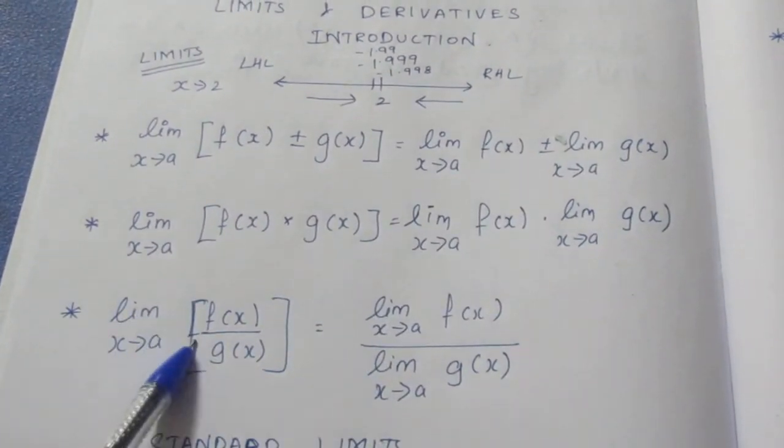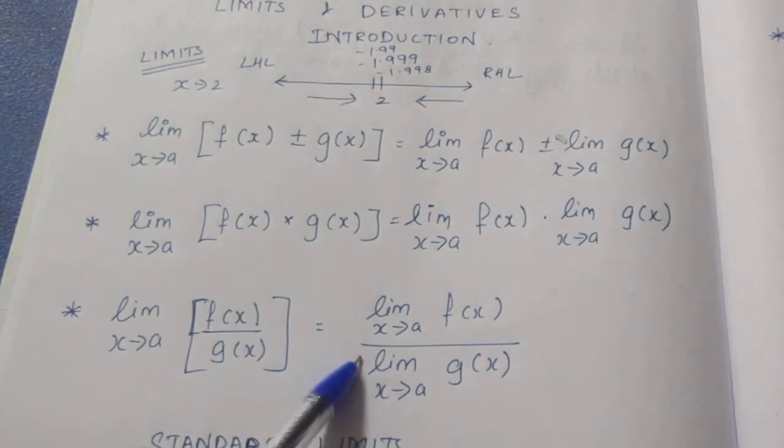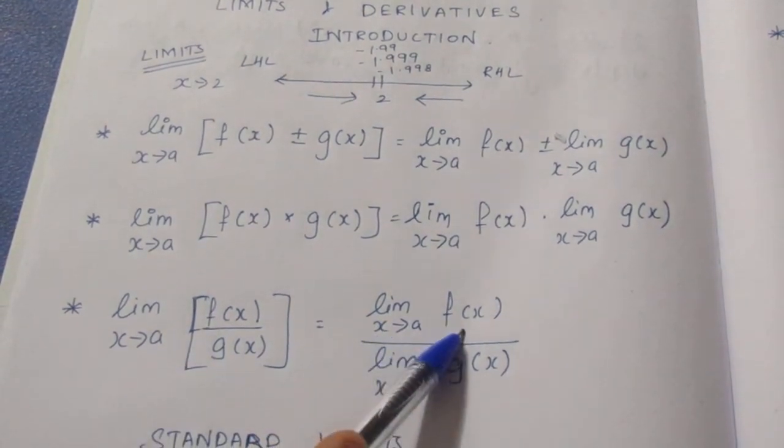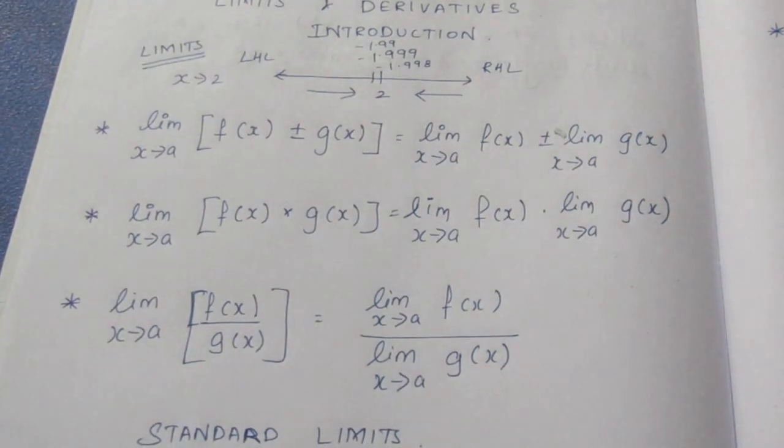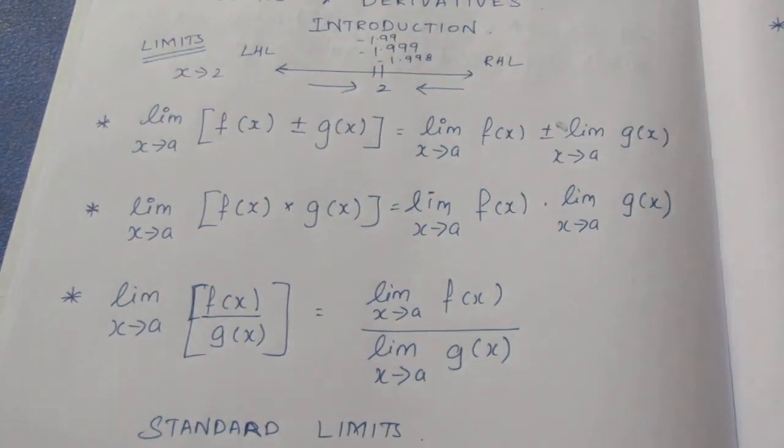Limit x tends to a, f of x by g of x is equal to limit x tends to a f of x by limit x tends to a g of x. So in the limit case, for plus or minus, for multiply and for divide, you can write your limits separately. You can substitute your limit value to each case separately. Now this is the general thing of the limit. Now we'll go for the limit formulas.